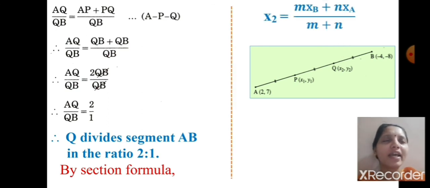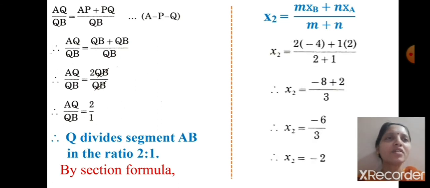Now apply the section formula here. What can you write? x2 is equal to, now see, the x coordinate of Q, which is x2. So you will write here x2 is equal to mxb plus nxa upon m plus n. Now let's substitute the values. x2 is equal to, m is 2 and n is 1. So 2 into -4 plus 1 into 2 upon 2 plus 1. 2 into -4 is -8 plus 2 upon 3, that is equal to -8 plus 2 is -6 upon 3. 3 ones are 3, 3 twos are 6. So you will get x2 is equal to -2.